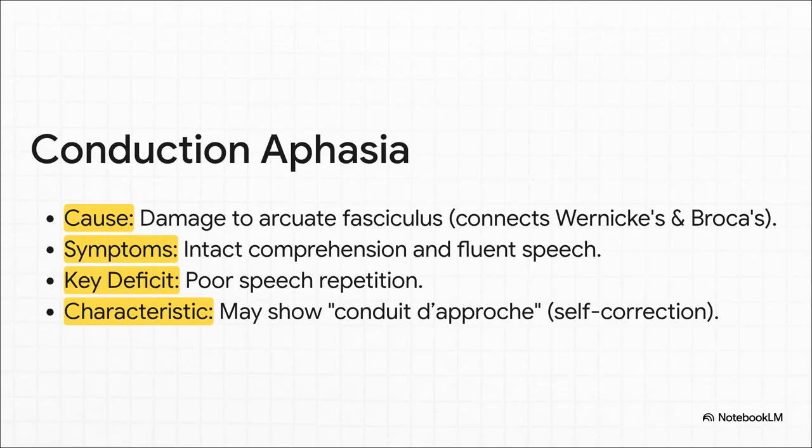You can think of this as a disconnection syndrome. It's caused by damage to the arcuate fasciculus. That's the cable connecting Wernicke's and Broca's. So what does it look like? Well, patients can understand language just fine, and they can speak fluently. But the key deficit, the absolute hallmark of this condition, is that they have terrible speech repetition. They just can't repeat words or sentences they just heard. You might also see something called conduit d'approche, where they make these repetitive, self-correcting attempts to get a word out.